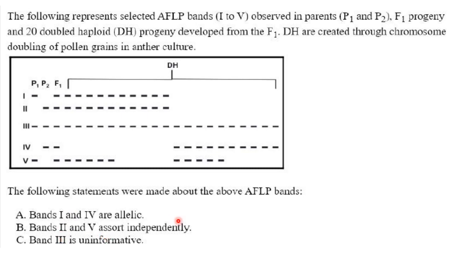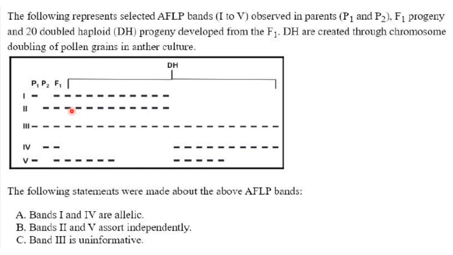Now bands 2 and 5 assort independently. If there must be 50% parental and 50% recombinants, only then they will assort independently. Now we will see which are recombinants and which are parental.